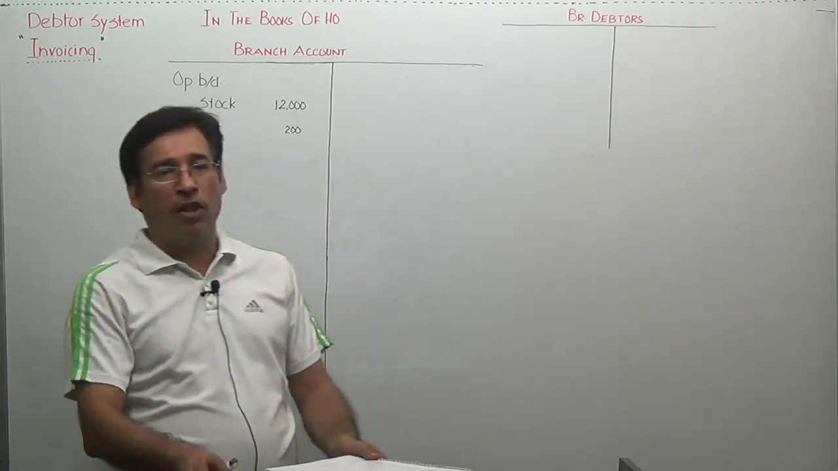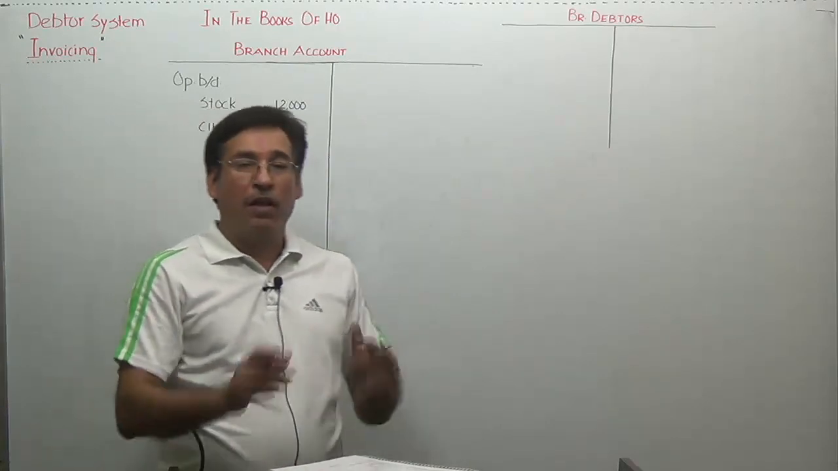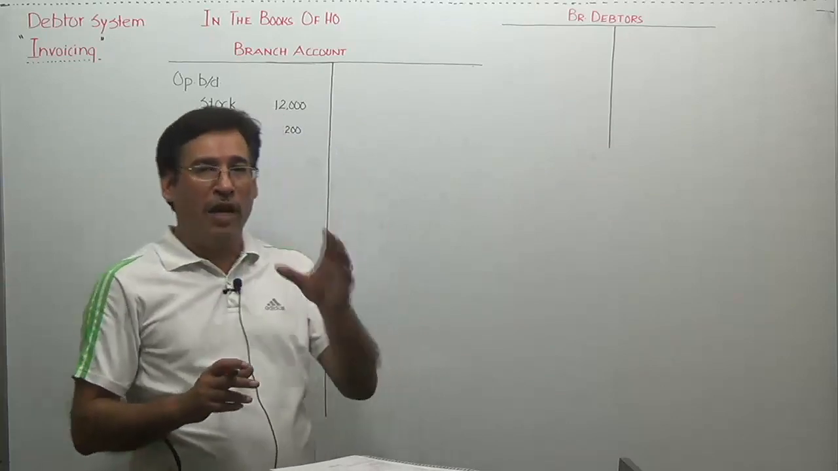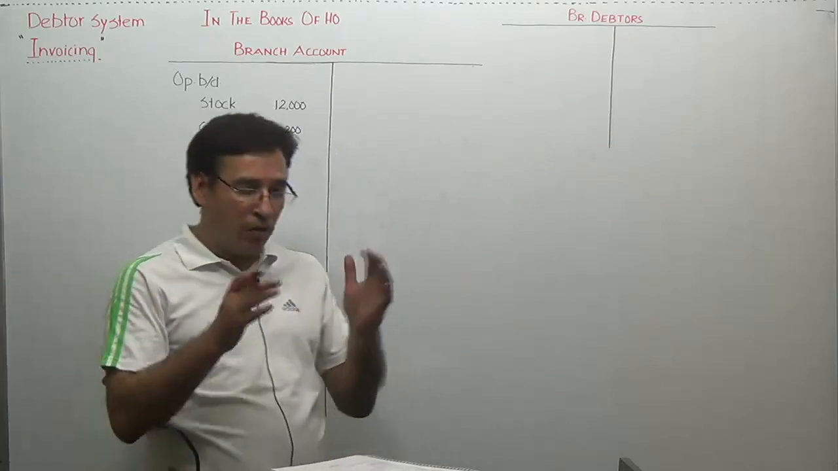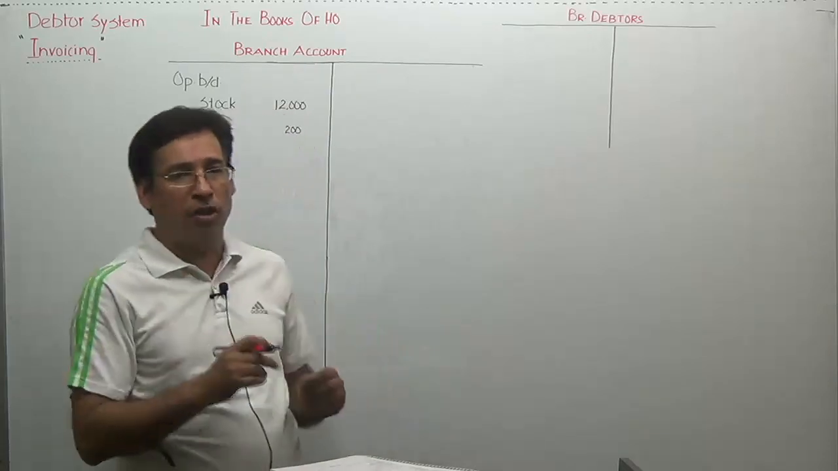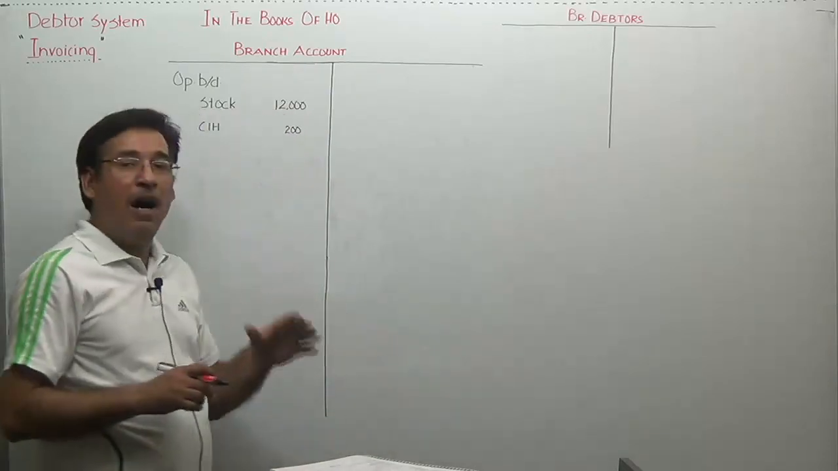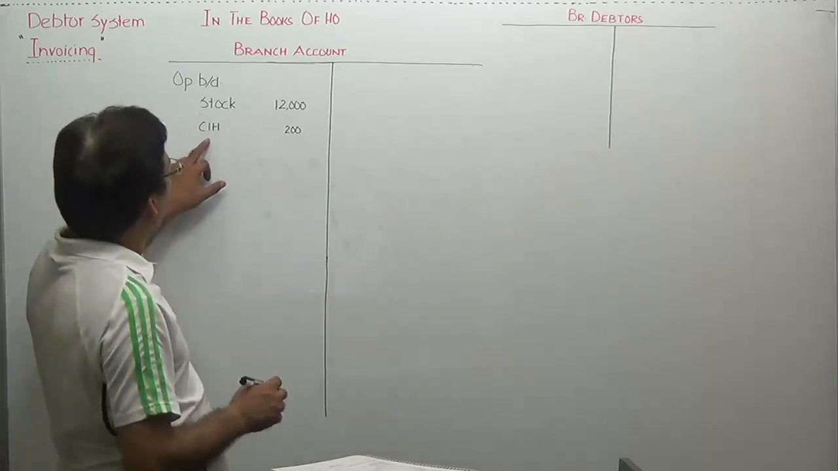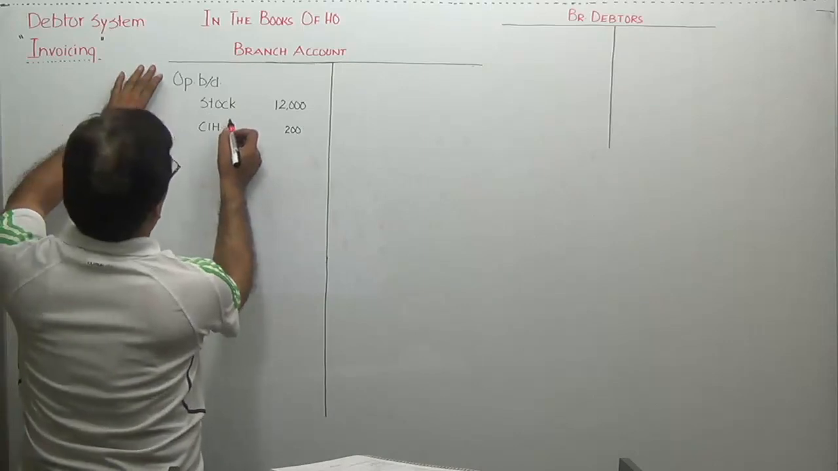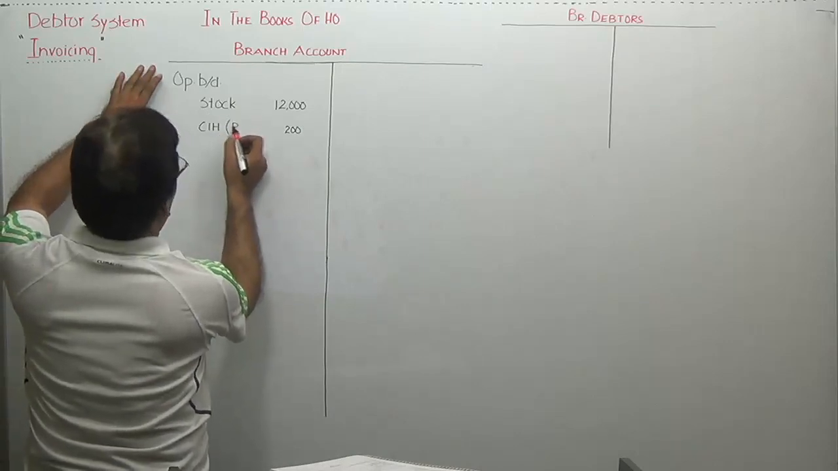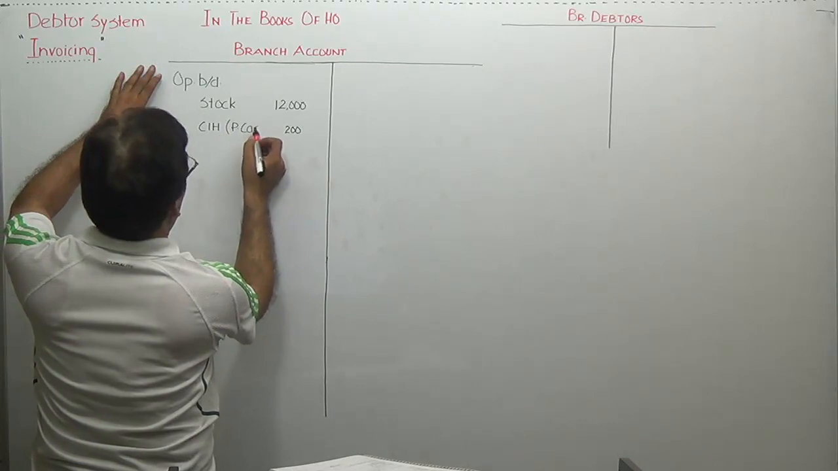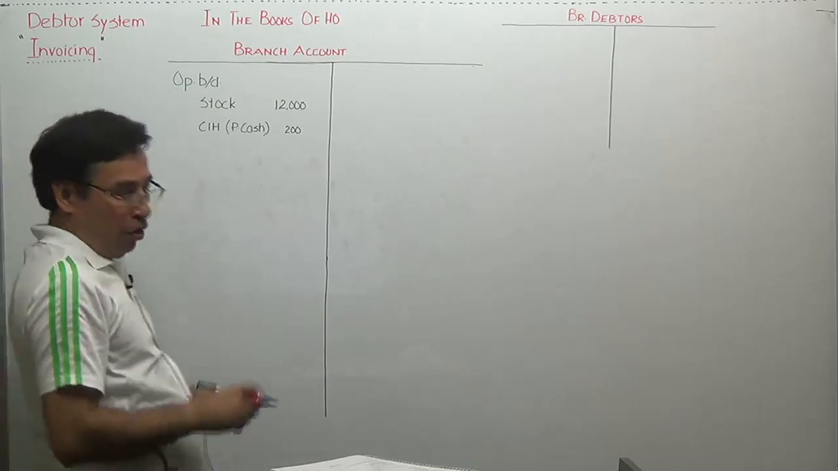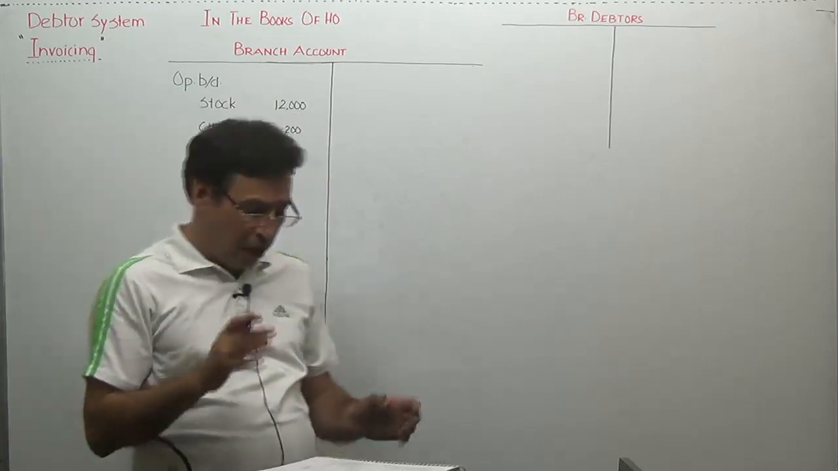But at the same time, a general policy is adopted that head office leaves some cash balance in the hands of the branch manager to meet expenses of petty nature. So such expenses are met by the branch manager out of petty cash available with him. Now, cash in hand is nothing but your petty cash. Petty cash means the amount with the branch manager to meet expenses of petty nature.